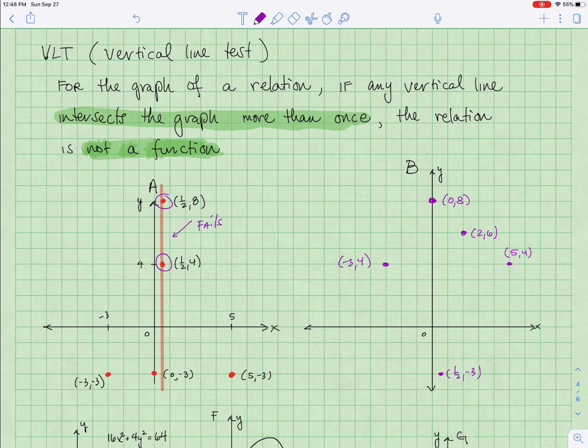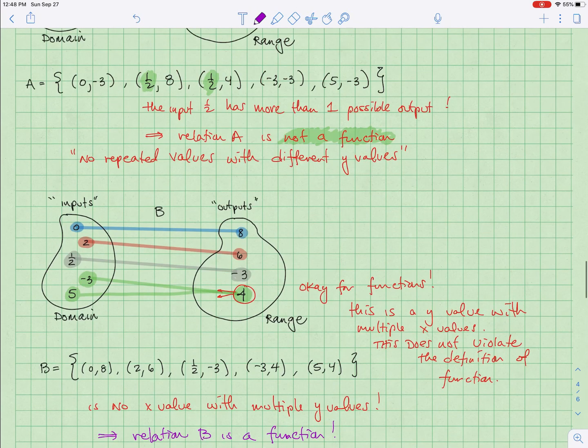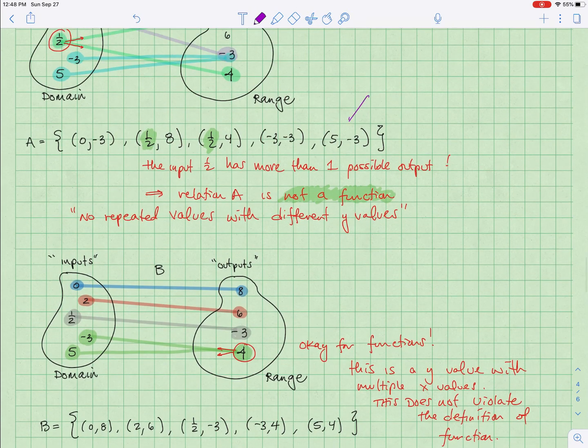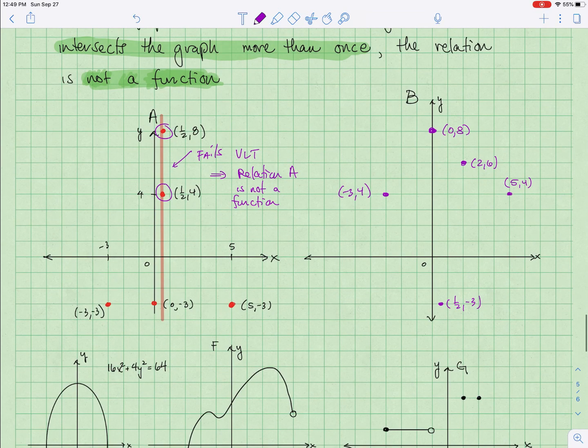This fails the vertical line test. And so, again, relation A is not a function. Now, we already knew that because these are the exact ordered pairs that we're talking about right here. This is relationship A. This is just the graph of A. So I already knew that that was going to happen.